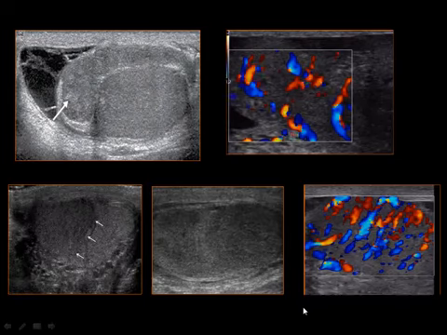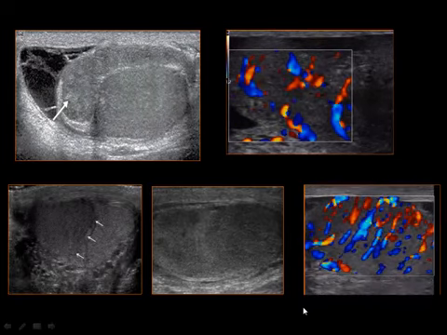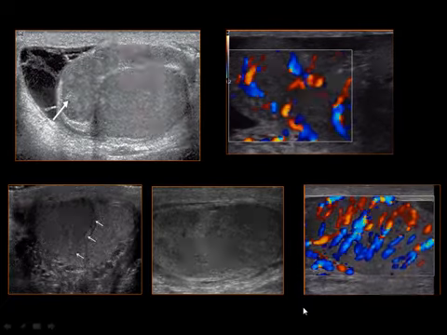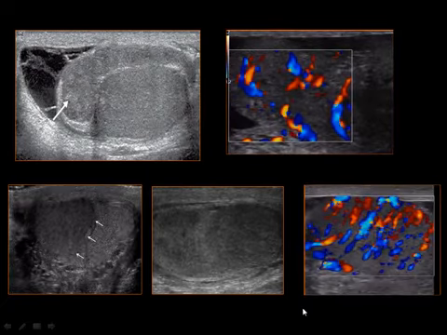So it's important that diffuse and focal changes of the testes, especially of orchitis, have a follow-up scan to ensure complete resolution and to rule out neoplasm.